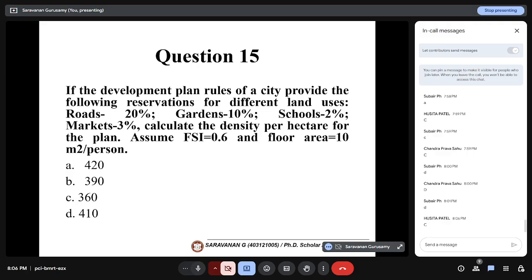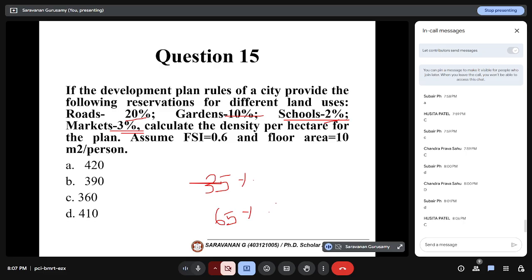So the last question, they have given the master plan of a city. Road takes 20, garden takes 10%, school takes 2%, market takes 3%. So what is the remaining? 20, 30, 32, 35% is taken for other amenities. So what is remaining? 65% is for my residential area or population growth.